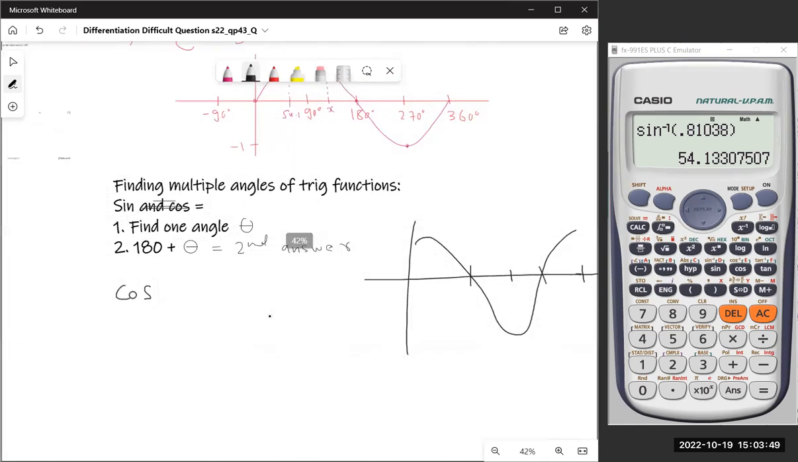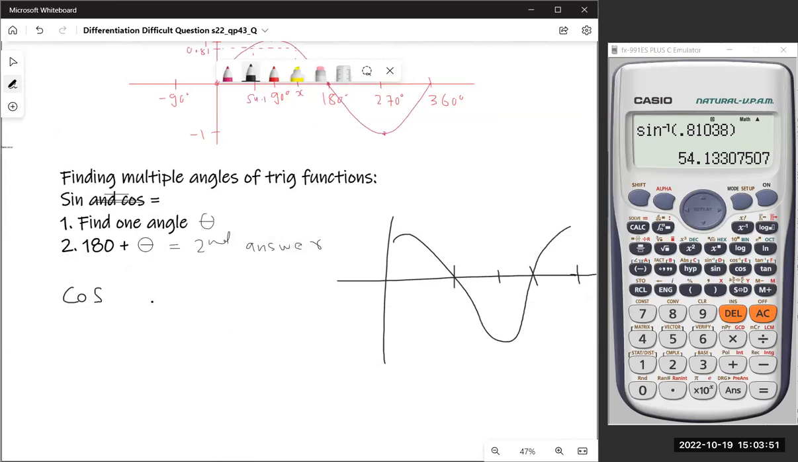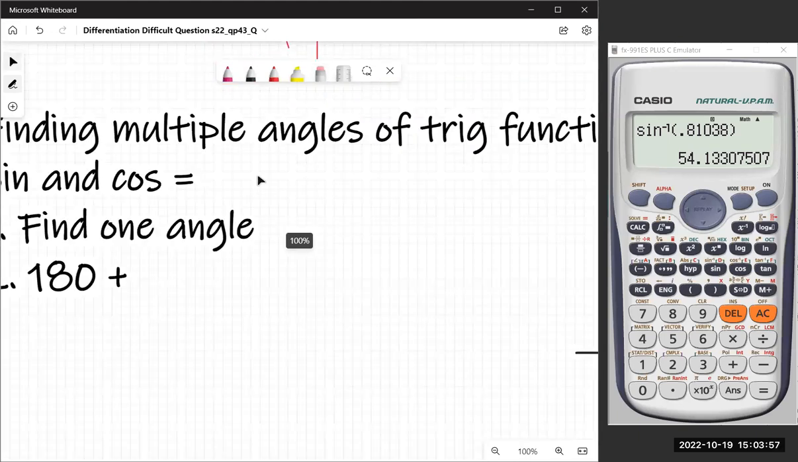Are we supposed to memorize the tan graph as well? Yes, you have to do that, the tan graph as well.